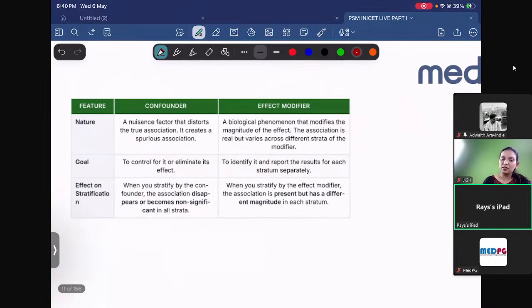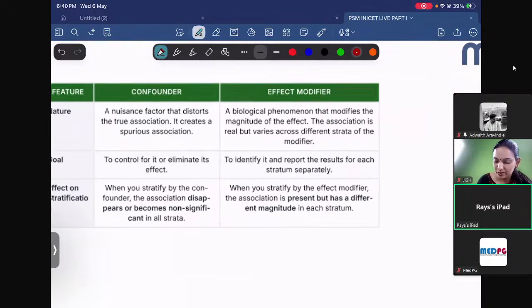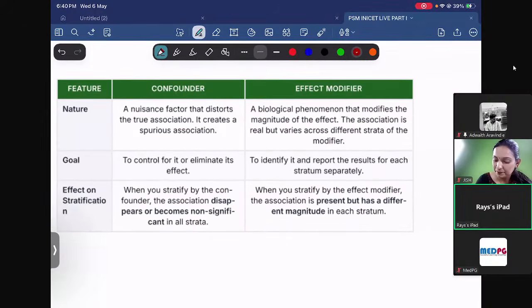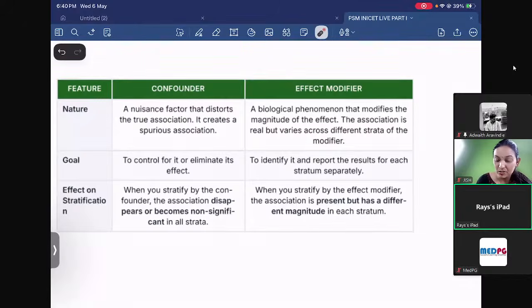Now, this table shows the difference between the confounder and effect modifier. I'll just zoom it. So what is a confounder? It is a third factor, a nuisance factor that distorts the true association and it creates a spurious association. Whereas the effect modifier is a biological phenomenon that just modifies the magnitude of the effect. It is not going to create a spurious association. And in any study, we don't want both of them. But mainly our goal is to eliminate or control the effect of the confounder because it creates a spurious association. But effect modifiers, to an extent, we cannot remove them completely.